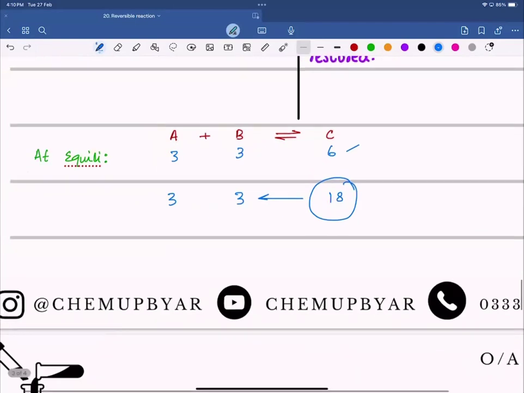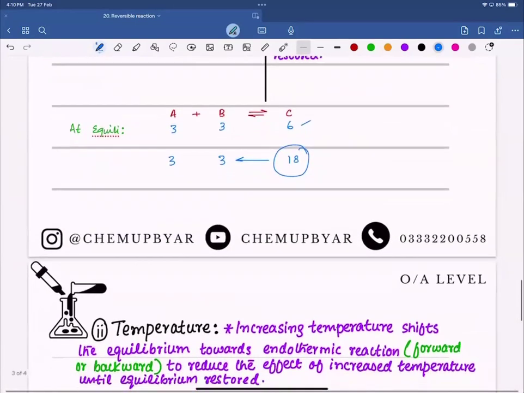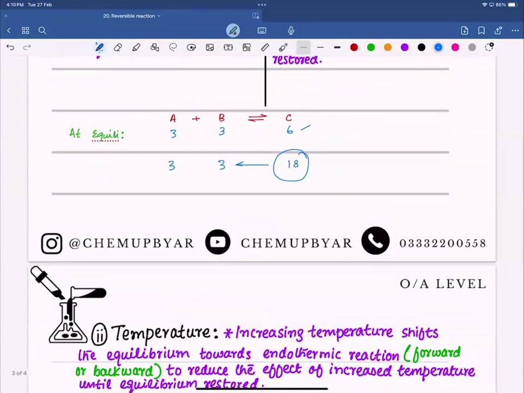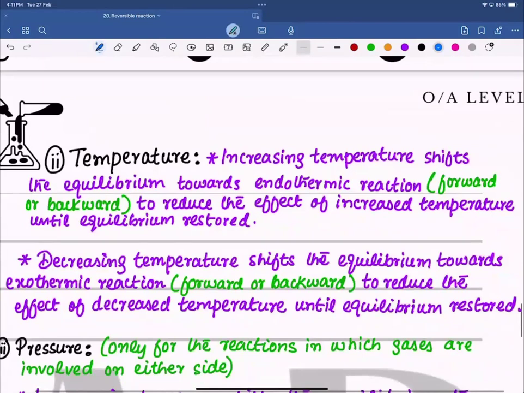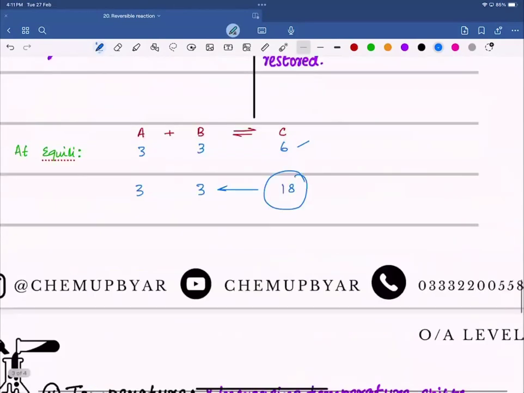Okay. Now, after this, the next factor is temperature. So what it states is that whenever, okay, see, for example, consider this.